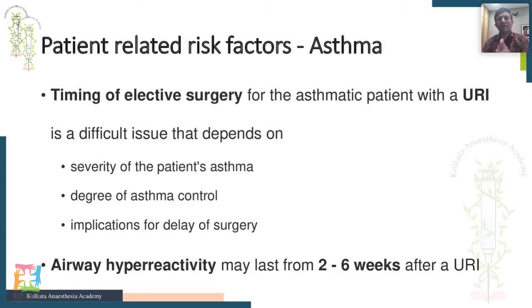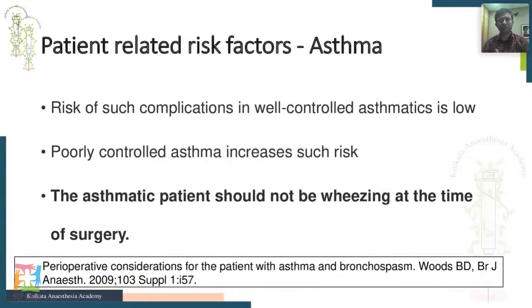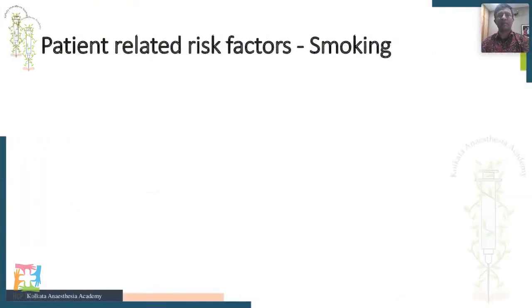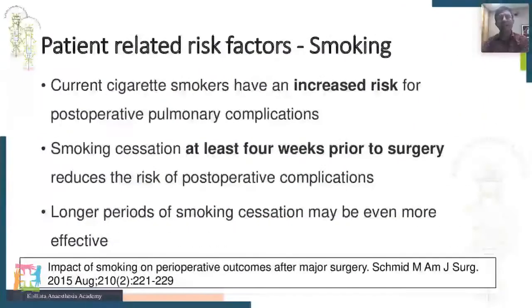Remember, airway hyperreactivity will last for 2 to 6 weeks after an upper respiratory tract infection. So be aware that these patients might have a higher incidence of bronchospasm and laryngospasm. So well controlled, the risk is low. Poorly controlled, risk is high. I think the bottom line is an asthmatic patient should not be wheezing at the time of surgery. I think this can be a take-home message of how to identify a risk of asthma in the preoperative period.